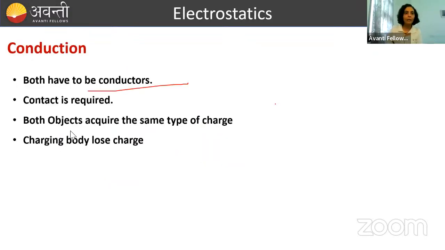Both have to be conductors. Contact is required. Yes, both objects acquire the same type of charge. The charging body loses charge. So this is charging by conduction. Okay. This is very easy.